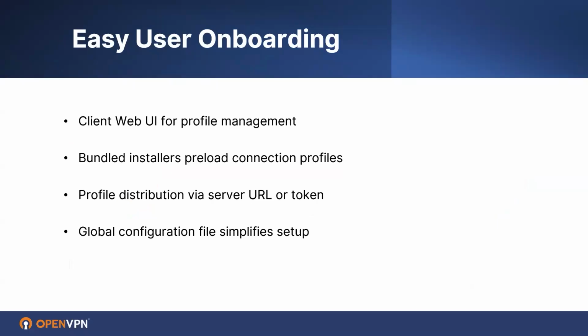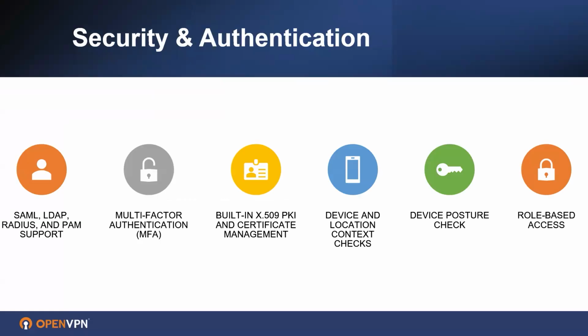Now, when it comes to getting users set up, it's really easy. They can use a web interface to download and manage their connection profile, or you can even create installers that have everything they need bundled in. Users just enter a URL to connect, and then you can automate the app settings with a global configuration file. This makes support smoother and gets people connected faster.